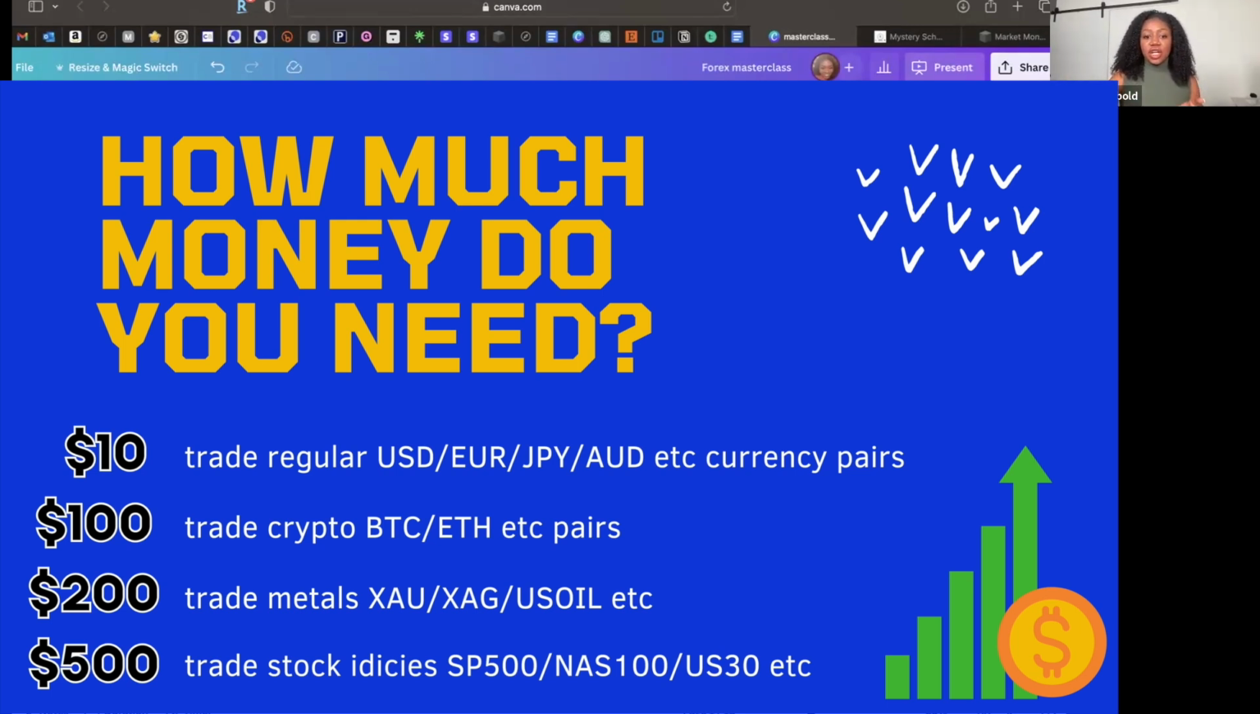So you can actually start practicing on these exact same charts with the mini version of the stock indices with pretty much any amount that you see here. Any amount lower than 500, you can start trading the indices minis. So S&P 500 has a mini version, NAS 100 mini, and US 30 mini.